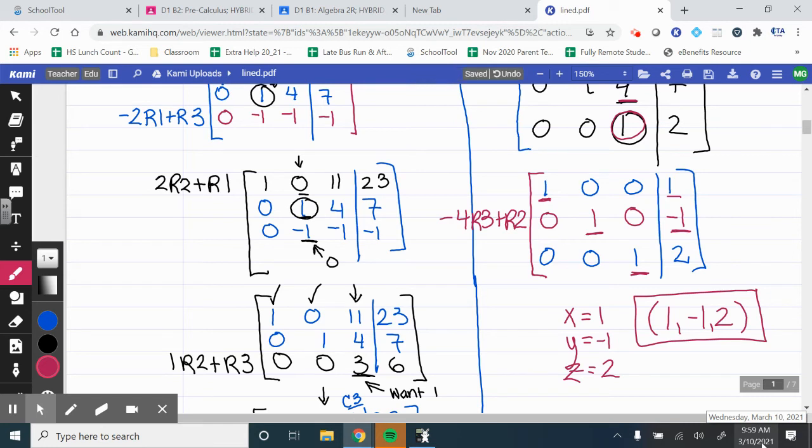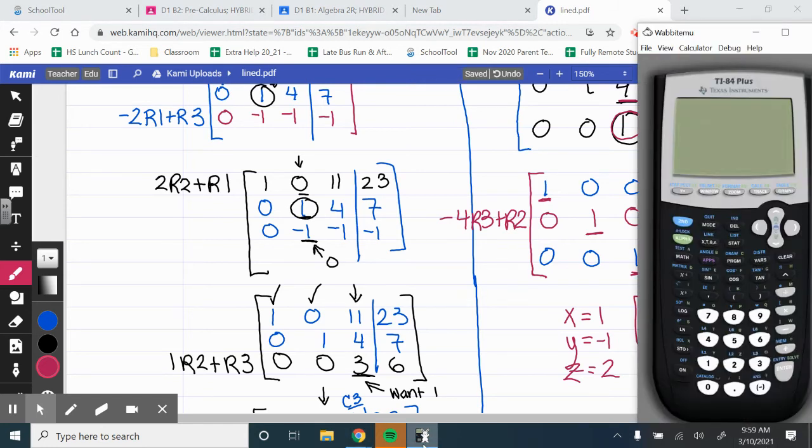All right, so now let's talk about how to check this in your calculator. Grab your calculator. This one is a little hard for me to see on here, so let me turn these lights off. You're going to go to the matrix button, so second matrix, and go over to edit. It asks you for the order, the size of it. Remember, it's rows by columns, R by C. So we're going to do 3 rows by 4 columns.